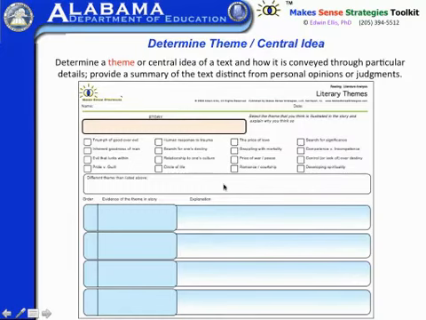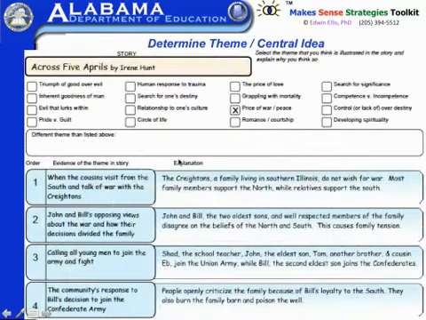The way this works is you select a theme, and sometimes there are multiple themes, and then you give evidence of the theme in the story, and this might be a quote or a particular passage, and then you explain why you think this evidence supports the particular theme that was selected. So here's an example of that.